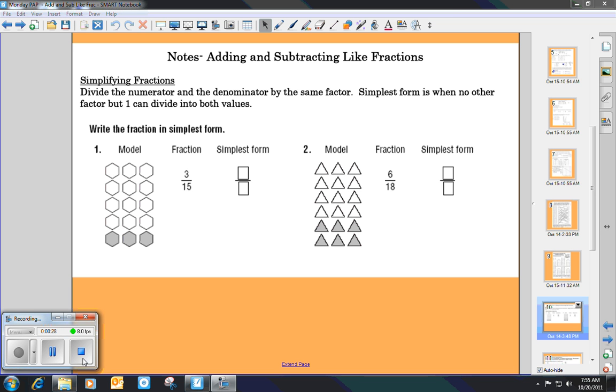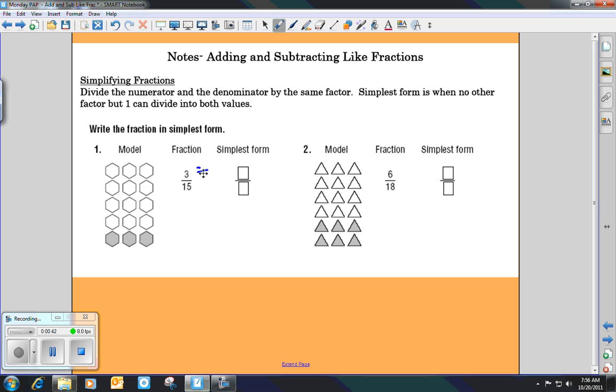So looking at model number 1, in the model there's 3 out of 15 of those hexagons shaded. So our fraction is 3/15, and simplest form of that we would divide by 3 on top and divide by 3 on the bottom. We get 1/5 for the simplest form of that. Number 2, the model is 6/18, so go ahead and divide to find out what your simplest form will be.